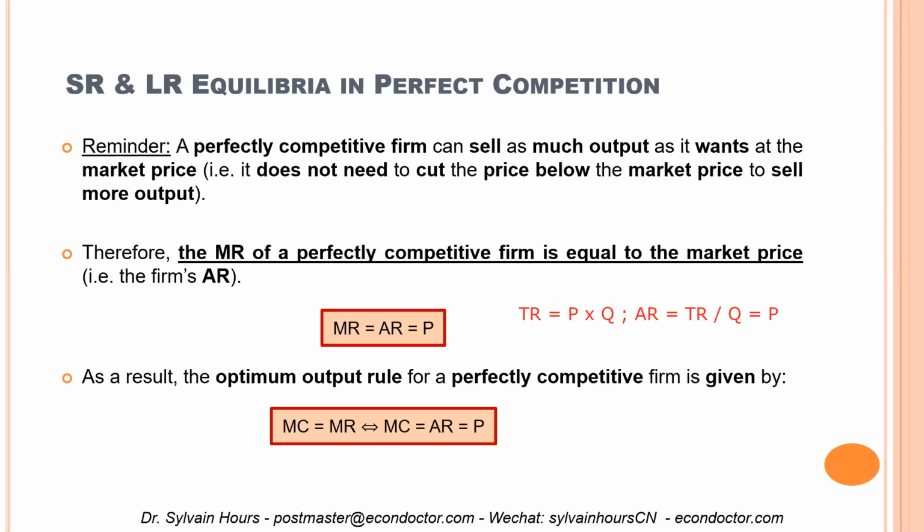But in perfect competition, you do not need to cut the price to sell more output. So every time you sell one more unit, your total revenue will increase by the market price. It's a fundamental thing that students need to know and they need to be able to explain it.